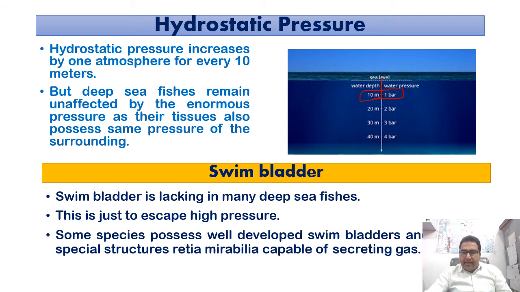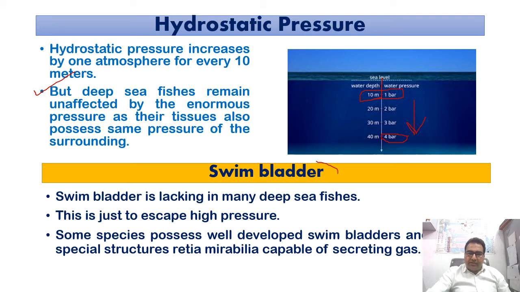So as we go deeper in the water, the pressure increases. After every 10 meters, 1 atmospheric pressure increases. So deep sea fishes remain unaffected by the enormous pressure, as their tissues also possess the same pressure as that of the surrounding. That is why they are adapted to live in such an extreme environment which has so much pressure.